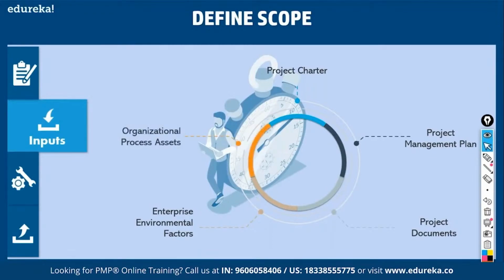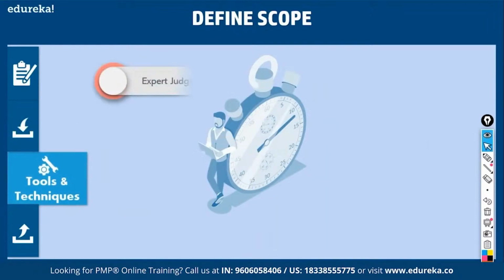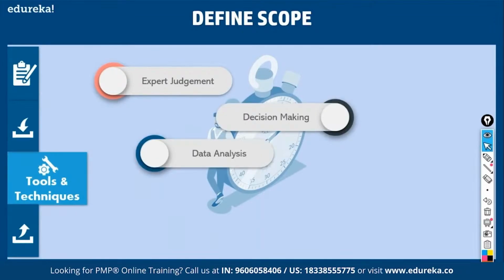Then organizational process assets: policies, procedures, templates for scope management, and the project files from earlier projects. All these will help you in defining scope. Fine. So let's go to tools and techniques. Again, we have the same expert judgment. So what type of expertise do you require? Expertise in defining scope. Then decision making, data analysis, interpersonal team skills.